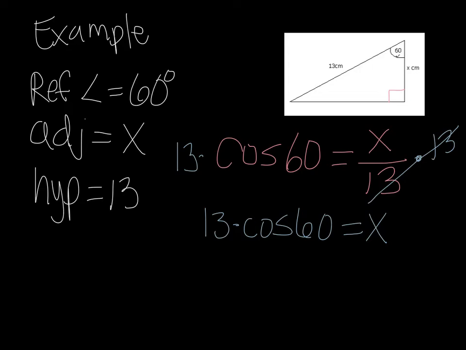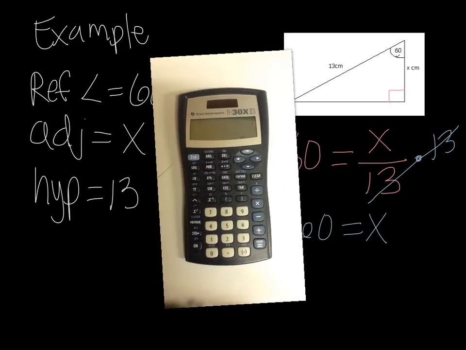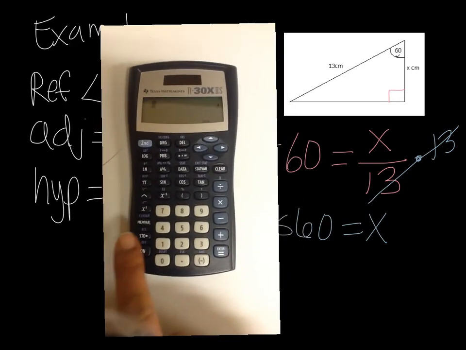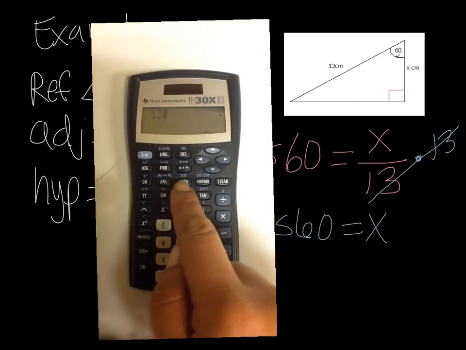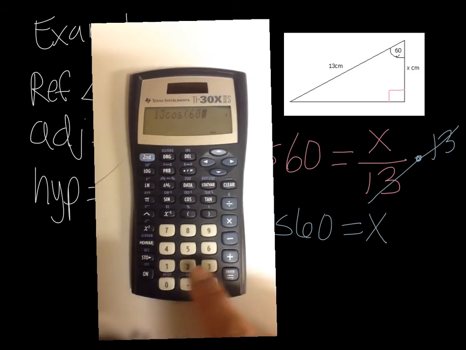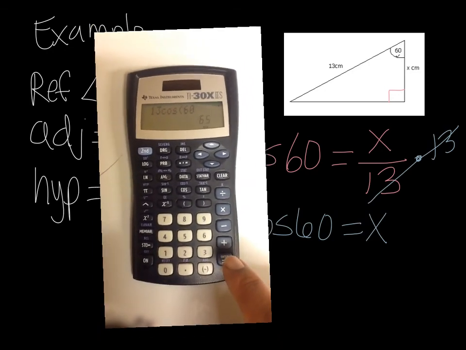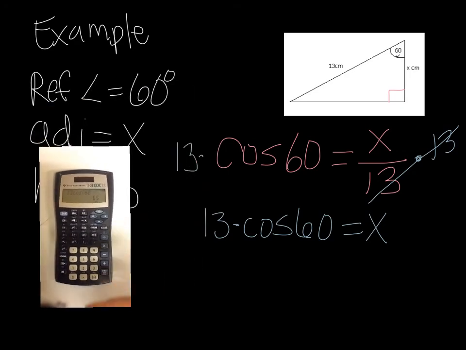Please watch the video to ensure you know how to put this into the calculator correctly. For this example, we had x equals 13 times cosine of 60. So we'll type in 13 cosine 60. Hit enter. I get 6.5. No rounding for us to do, just x equals 6.5.